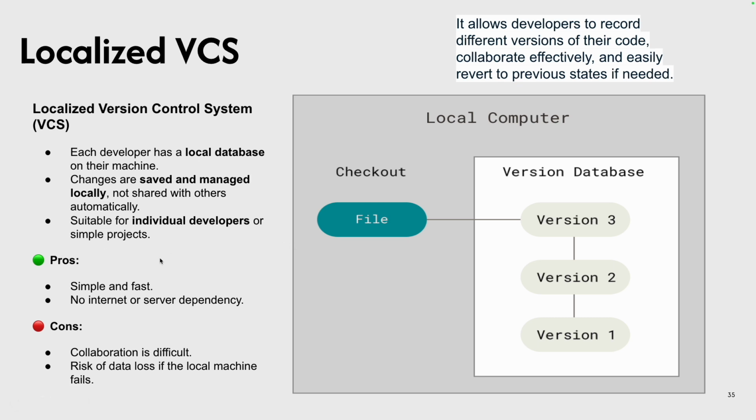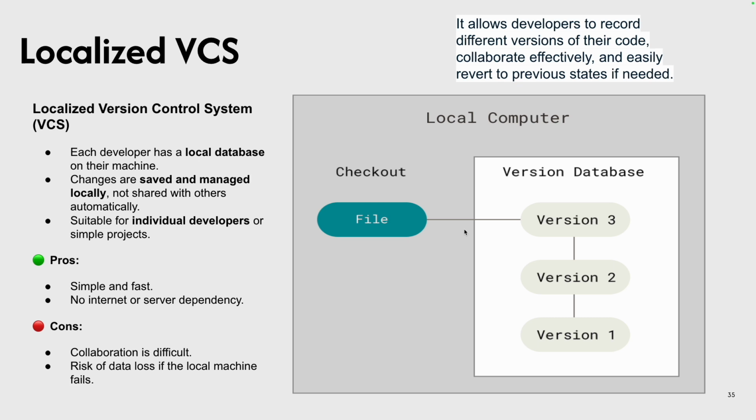Benefits: simple and fast, no internet or server needed because you are making changes in your own system, your own local repository. Demerits or cons: collaboration is difficult, and there is risk of data loss if the local machine fails. All these changes and commits are happening in your local repository.